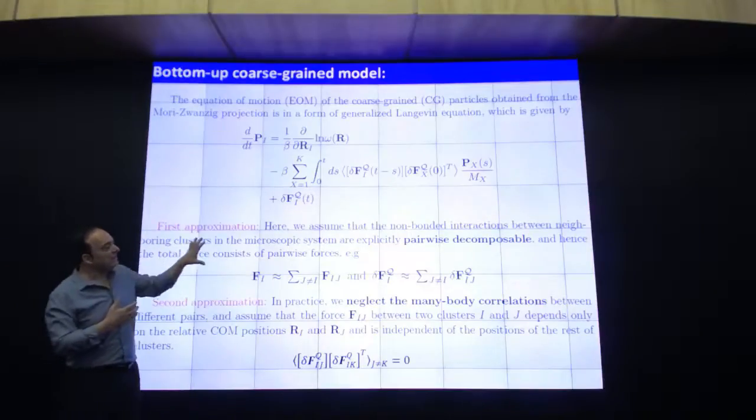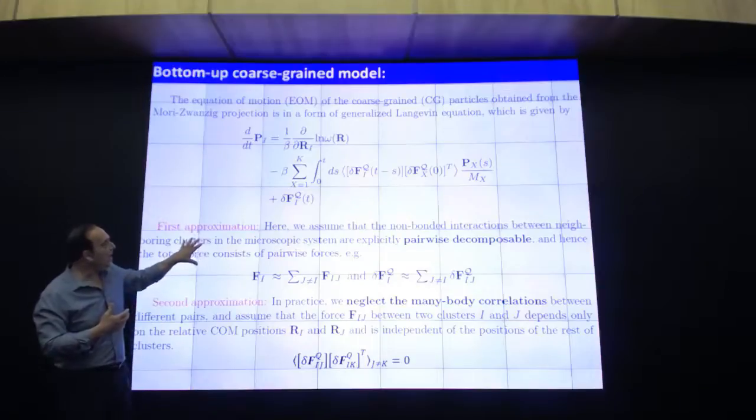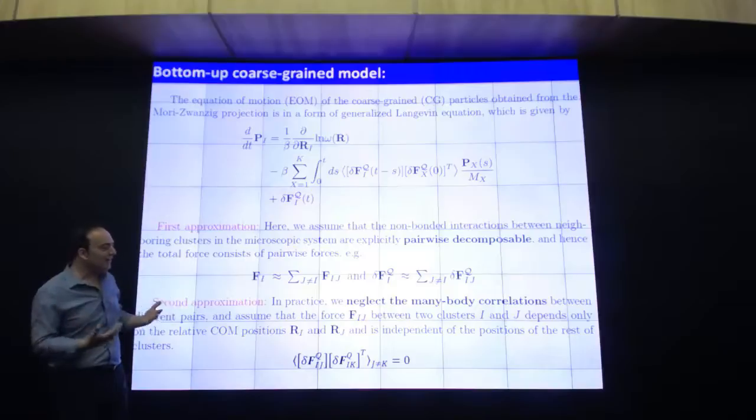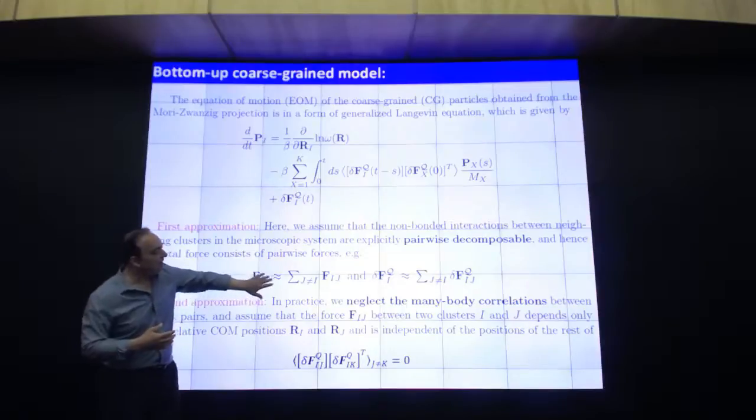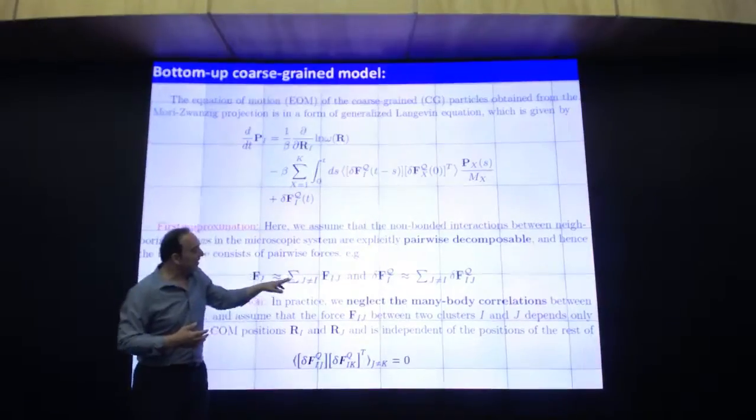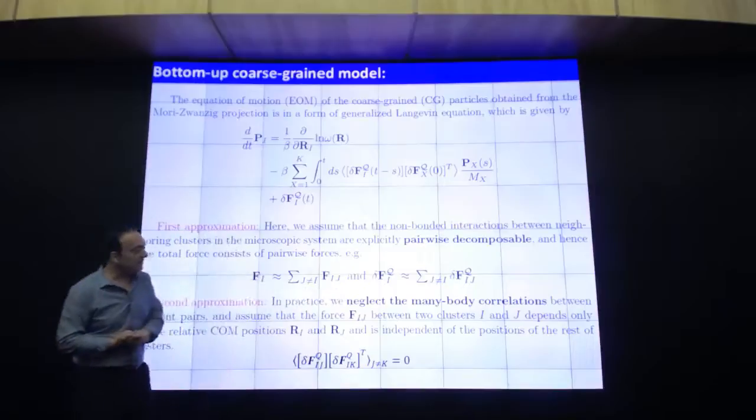So that's a very significant approximation. The reason for it is computability, that you can compute this. So I take this force here and I decompose it into pairwise and also this other random force.